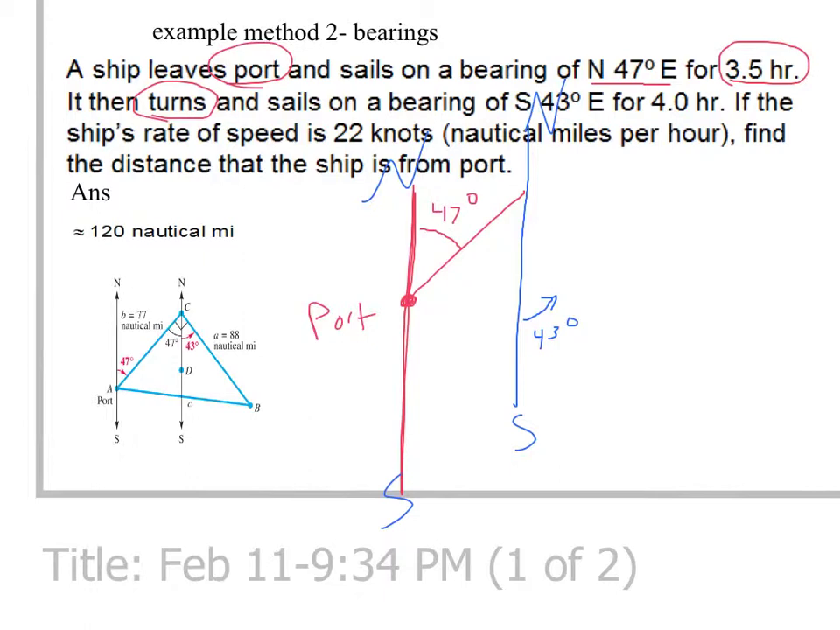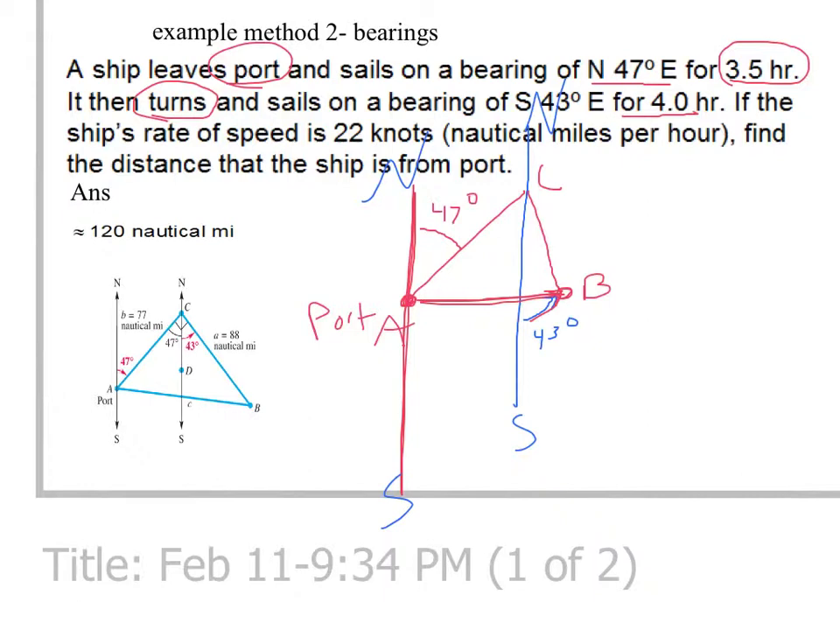Okay, and what I always do is when I know 43 in that direction, south 43 east, I draw in my terminal side. And I'm going to do that for 4 hours. And then the ship's rate of speed is 22 knots, so find the distance that the ship is from the port in the end. So we can call this point B, we can call this point C, and then we want to know in the end how far is it from point A to point B. And like I said, I'll zoom in. You can see that the drawing I'm ending up with is very similar to the little mini one that I have there on the left.